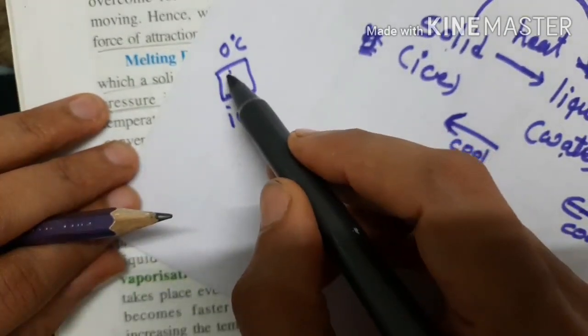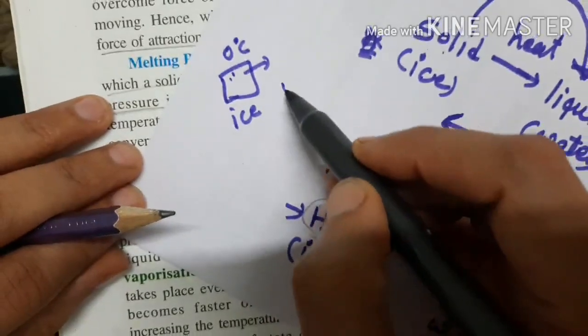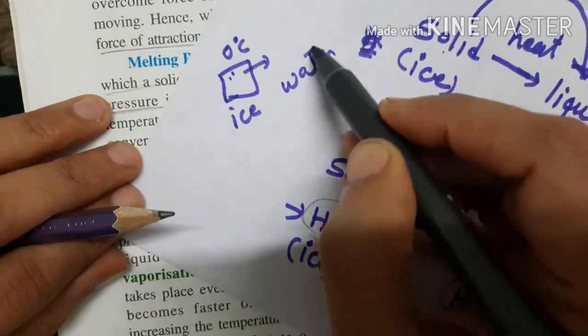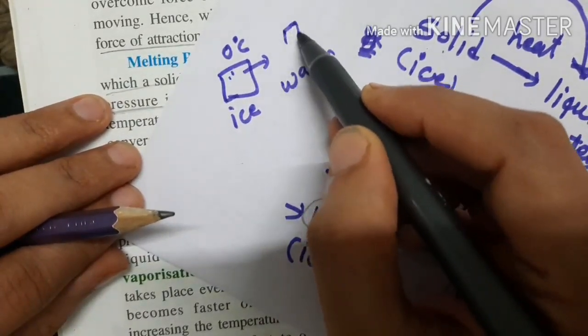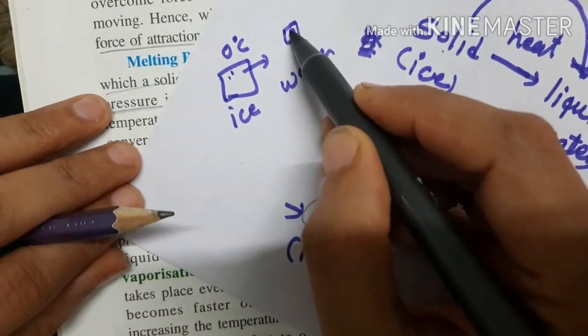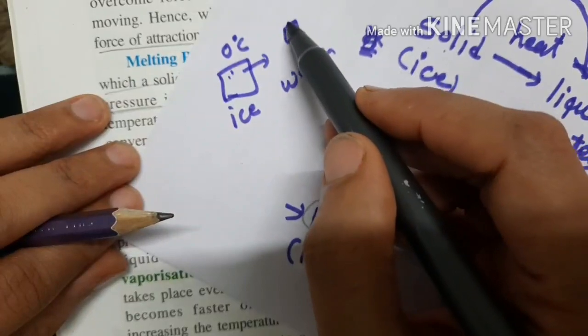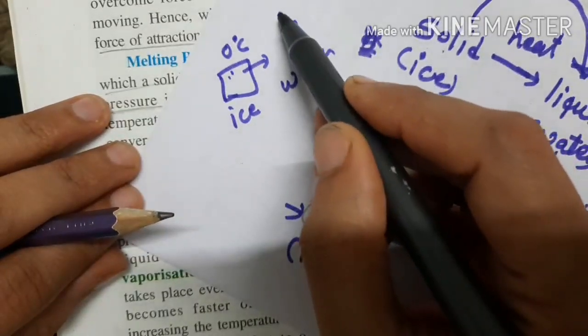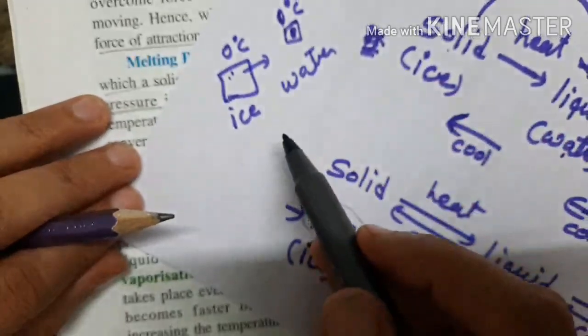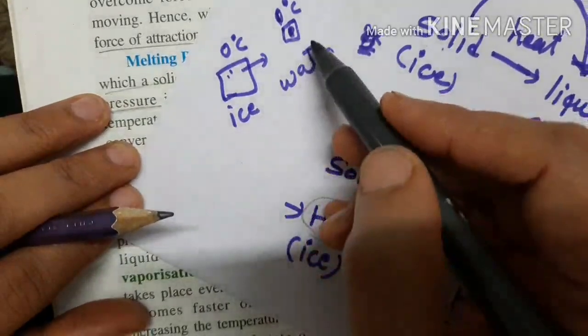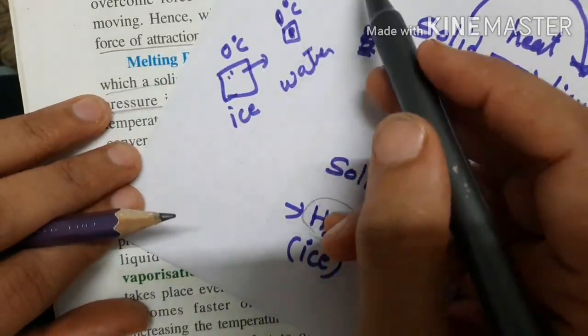Now the ice is converted into water. First the ice becomes a little smaller, then smaller and smaller, and then completely water. While it becomes smaller and smaller, the temperature remains 0 degree centigrade. When it completely converts into water, then the temperature will change.